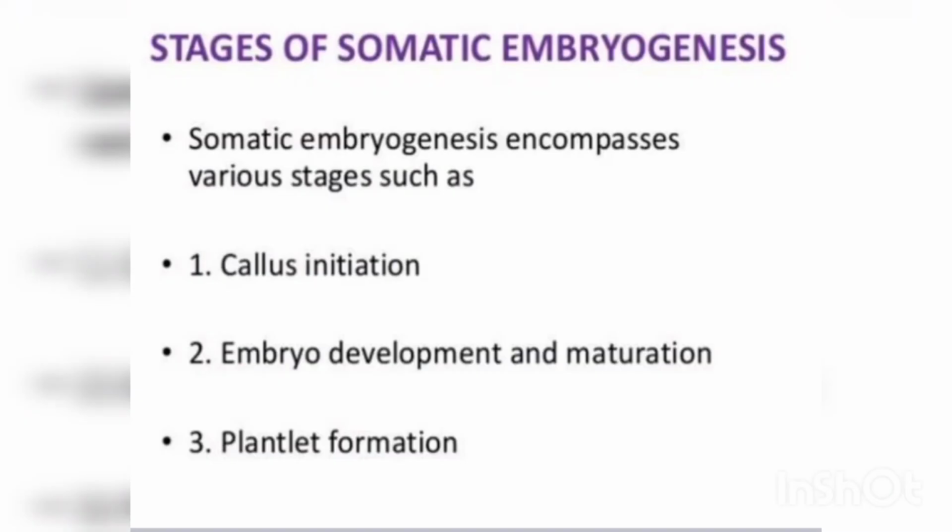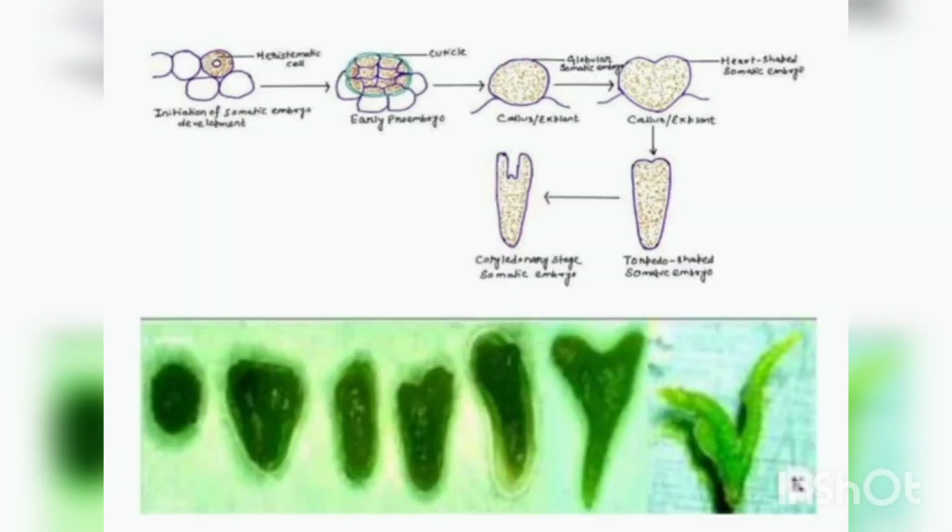Now coming to the stages of somatic embryogenesis, there are three stages. First stage is callus initiation. From the plant tissue, callus is initiated, and then embryo development and maturation. So the callus is differentiated so that it develops into the embryo. Then finally plantlet formation occurs.